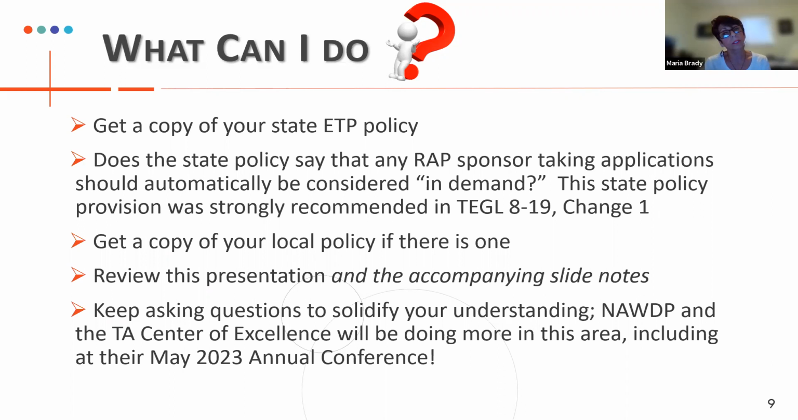What this change 1 guidance does, and it was in 2019, the other one was 2016. There were 5 issues that we were seeing in WIOA implementation regarding the eligible training provider list. And one of those issues was that our sponsors were not being funded because their occupation was not considered to be in demand. So change 1 guidance actually strongly recommends that states have this provision. If you're at the local level, find out if there's a local eligible training provider list policy. If there is one, get a hold of it.